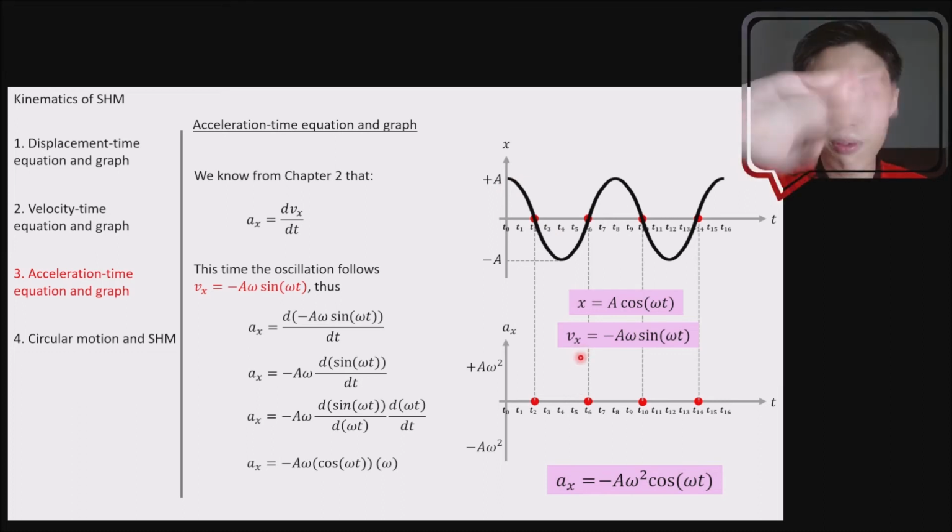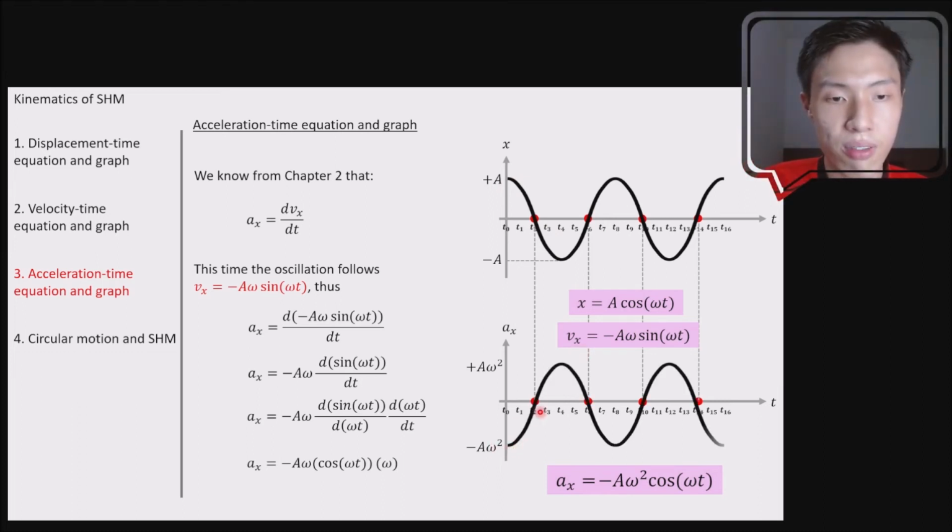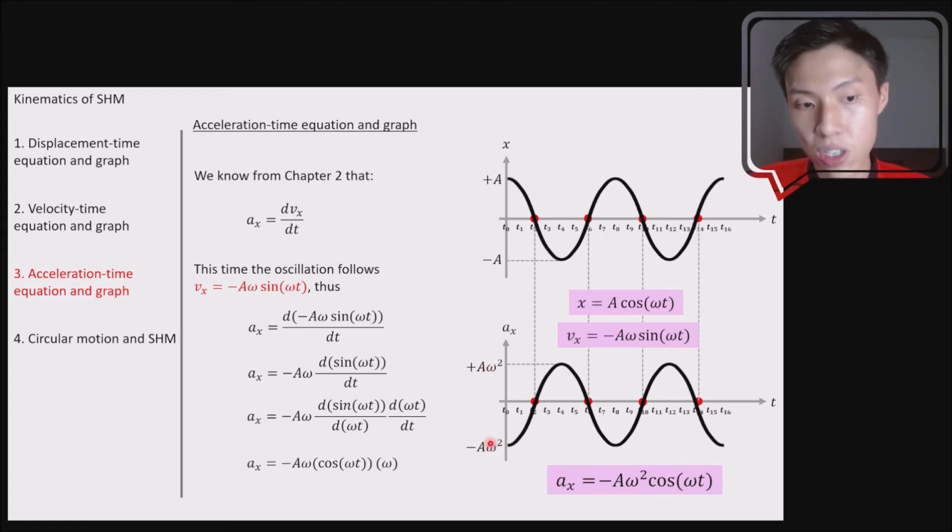So if you flip it vertically, then you get a negative cos. So this is negative cos, and what you fill in for the maximum, in the positive direction, it will be a omega square positive. In the negative direction, the maximum is negative a omega square. Okay, so this is the equation, and this is the graph for acceleration if our oscillation follows a cosine pattern.